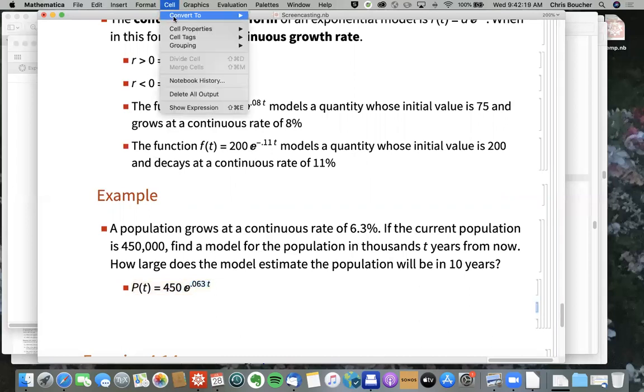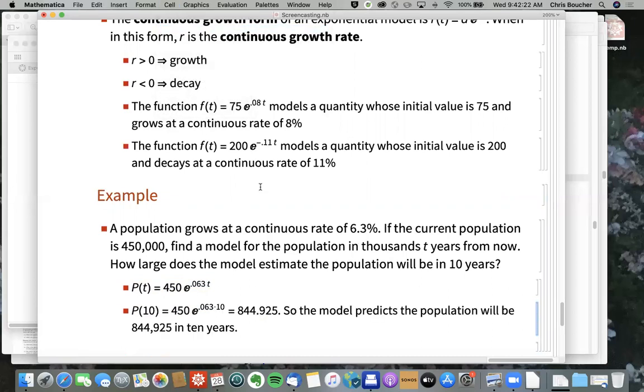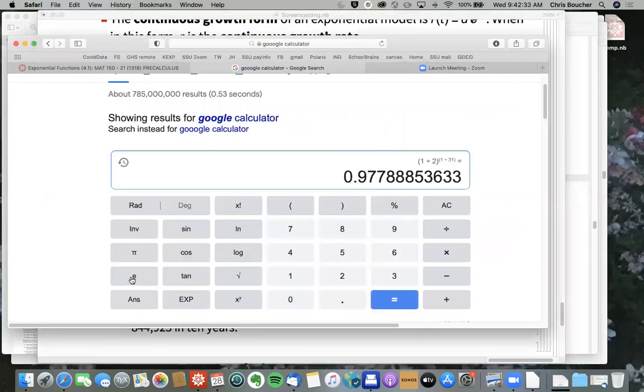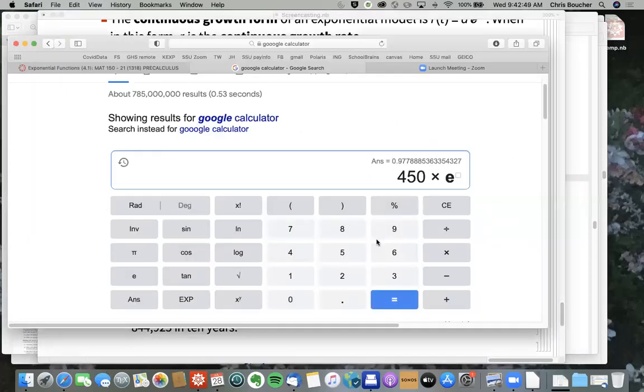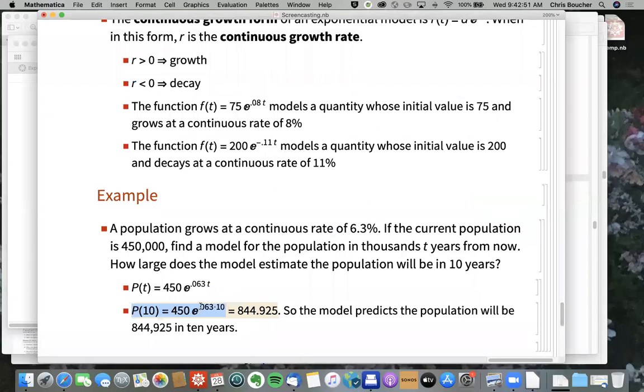How does the model estimate the population will be in 10 years? I just have to plug in a 10. And you should have an e to the button on your calculator, on Google Calculator. You can see the e value right there. So let's clear this out. Do 450 times e raised to the, what do you want to raise it to? 0.063 times 10.